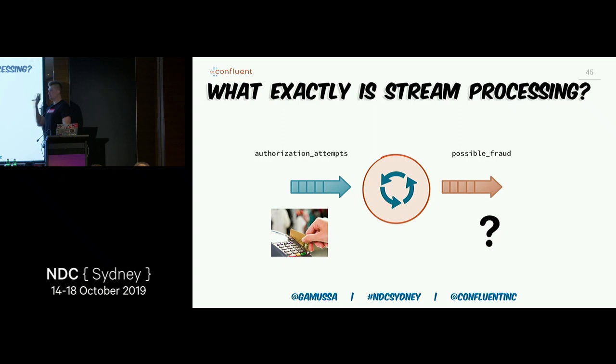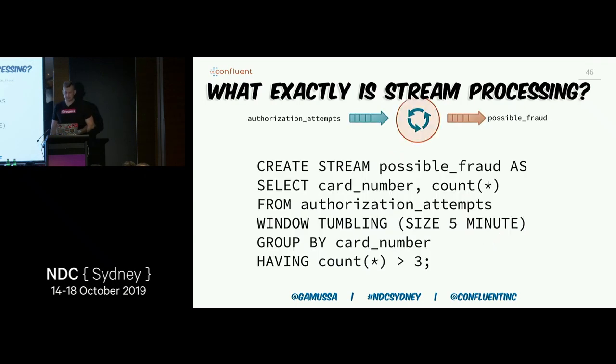So we have an input stream of events that have authorization attempts for a particular credit card number. Now, we need to analyze the stream on the fly and decide if this transaction is fraudulent. And only if it's fraudulent, we need to create a record in this so-called possible fraud topic or stream that will include information about the credit card, and some other system will decide what to do next. As a matter of fact, this is a full-blown stream processing application, believe it or not.